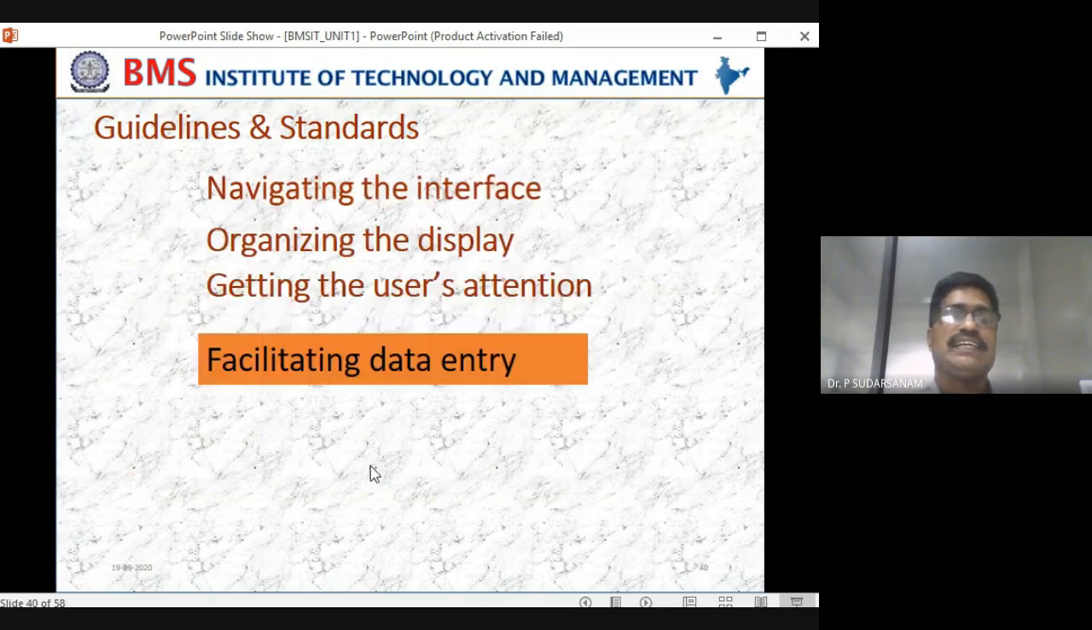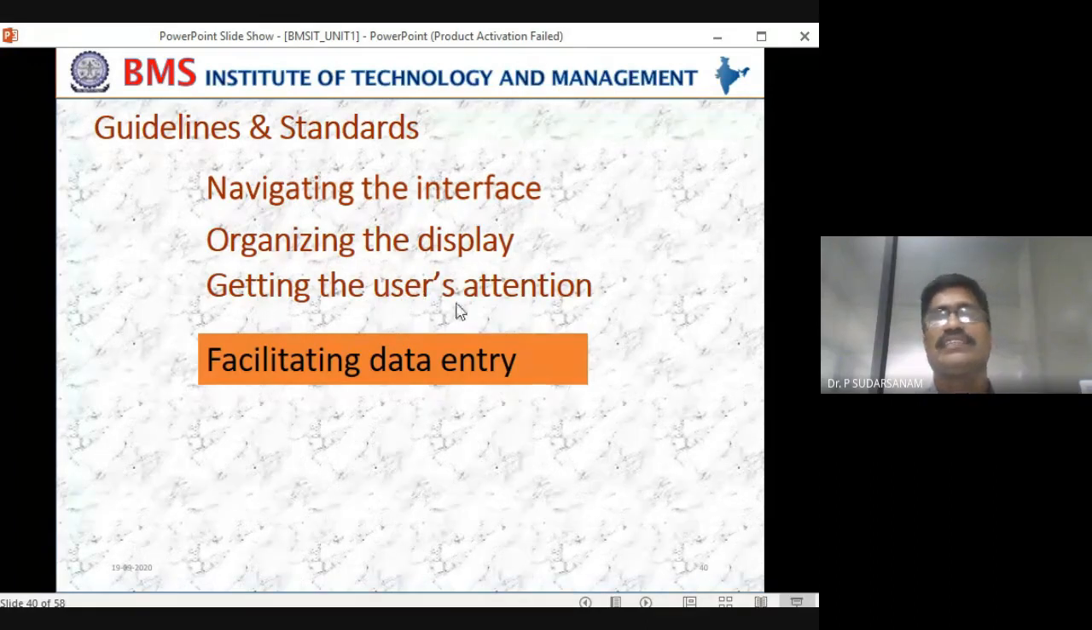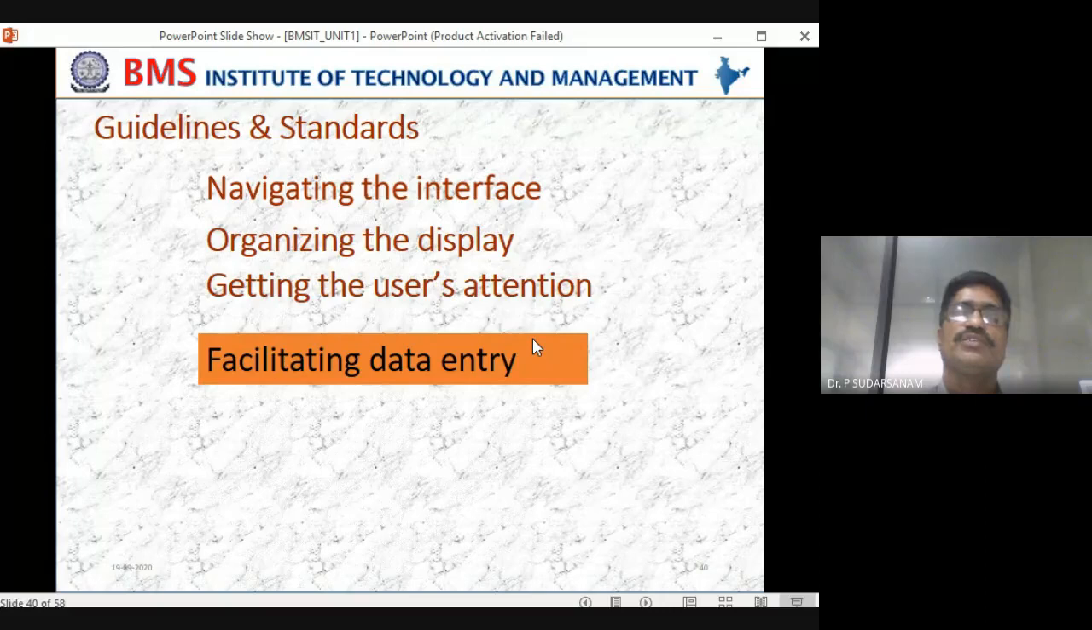So always, headings are most important. First write the headings. For example, guidelines and standards means you have to write these: navigation, the interface, organizing the display, getting the user's attention, facilitating data entry. Then you take each one. What is the navigation for the interfaces, what you have done. Next is organizing the display. Take an example: I want to display Amazon items or home applications. How will you organize them?